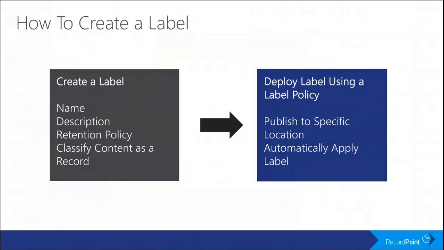So continuing on with labels, if you want to create a label, you would first create it using the screen that we saw in the last slide. And then once it's created, you create what's called a label policy that determines in what locations you can see the label and use it. For example, you might create a label that you only publish to SharePoint, or a label that you only publish to Exchange for use in emails. We'll get into detail about this, but the idea is that you create it and then you deploy it, so they're two separate steps.